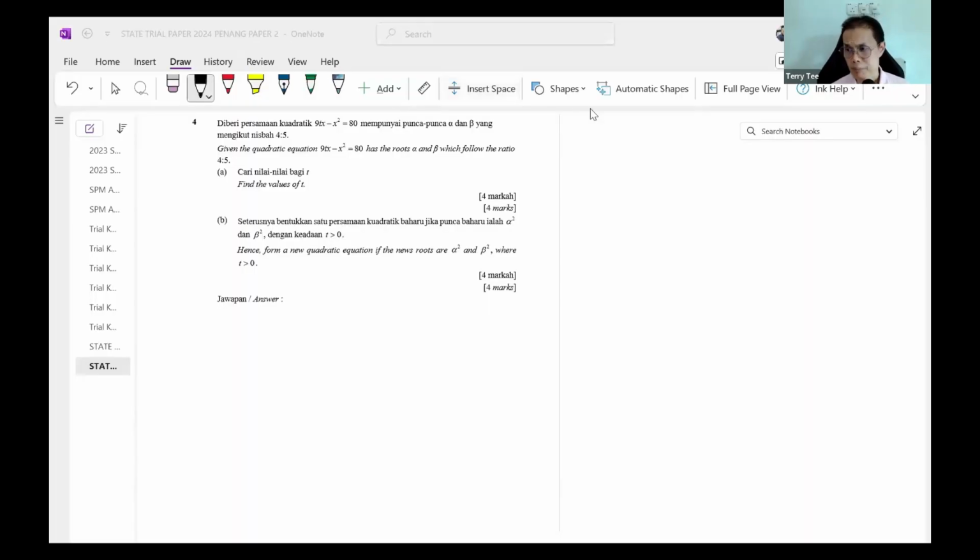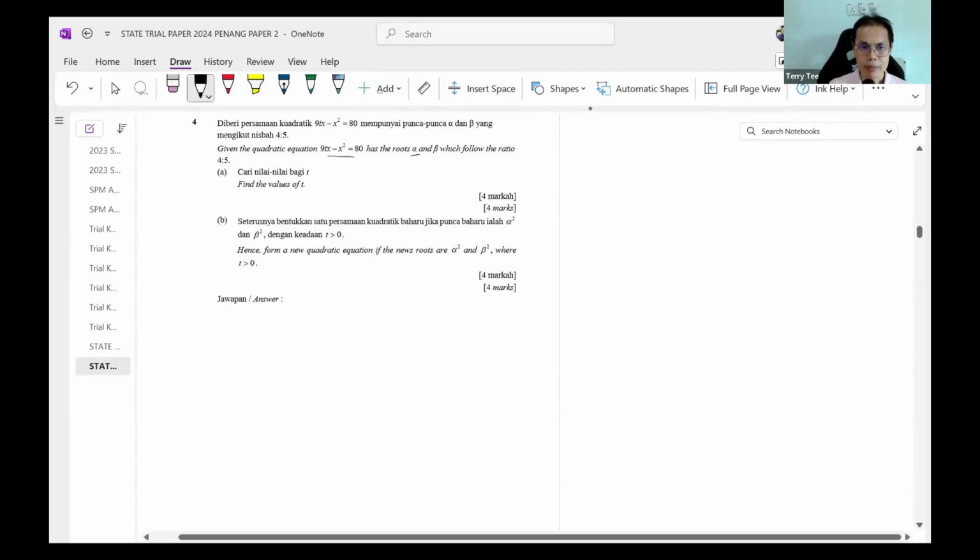Okay, question number 4. This is from Form 4, Chapter 2, Quadratic Equations, quadratic functions. For this part, we have to use SOR POR. They gave us a quadratic equation with roots alpha and beta, which follow the ratio of 4 is to 5. You're supposed to find the value of t.